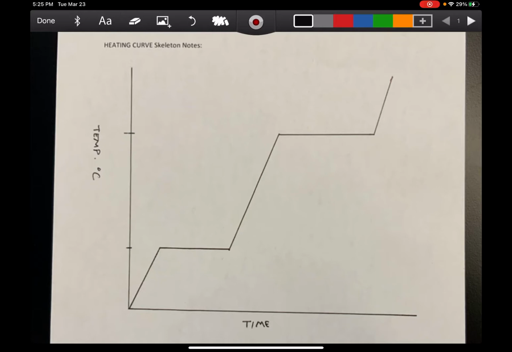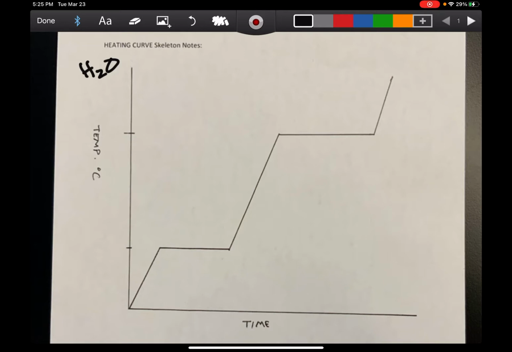All right, guys, we're going to go over heating curves today. Heating curves show you phase changes of a substance. This heating curve is going to be for water, so you might want to jot this down. You should have printed these skeleton notes out that you can write on. Within the curve, it's going to show, as you add in heat over time, how the temperature changes and then how the phases change.